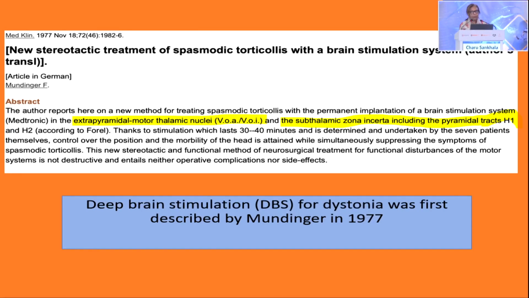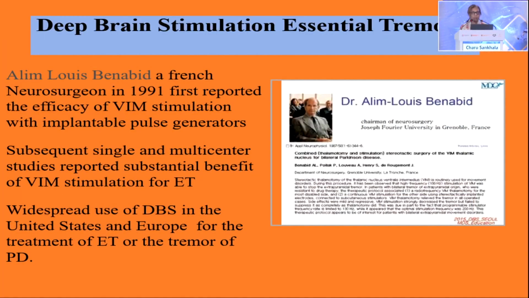The first deep brain stimulation was actually reported from Germany in 1977 by Mundinger. He was the one who actually used it for spasmodic torticollis. He stimulated the motor thalamic nuclei, VOA and VOI, and the subthalamic zona incerta, as well as pyramidal tracts H1 and H2. And he found a significant benefit in spasmodic torticollis.